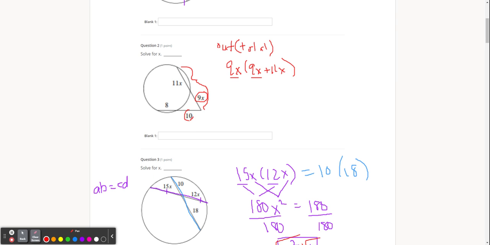And then I can come over here. I'm trying to get a different color. The outside times the total. So that's going to equal outside times the total. 10 times 10 plus 8.